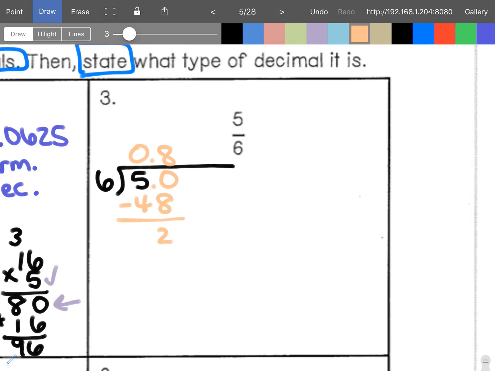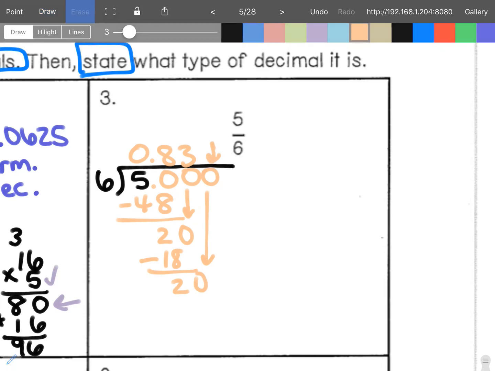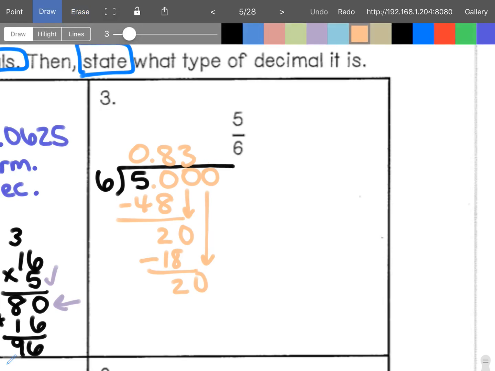We have 2 left over, so we've got to bring another 0 down. 6 can go into 20 3 times. That gives us 18 with a 2 left over. And we have to bring down another 0. Well, look, we've got 6 going into 20 again, and we're going to put another 3 up here. We end up having another 3, and that's just going to keep happening. Watch. So we have a 2 left over. If I keep doing this, I'm going to keep getting a 3.